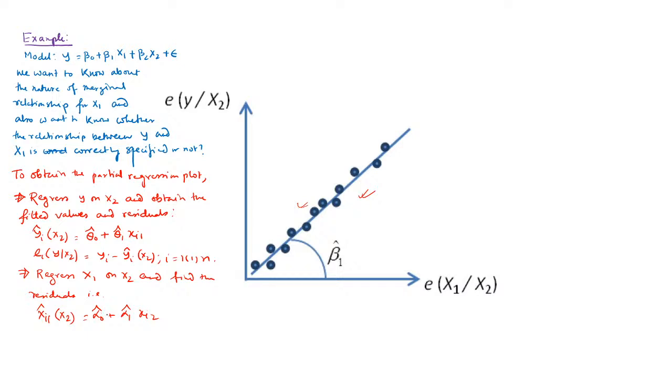xi1 hat given x2 equals alpha naught hat plus alpha 1 hat xi2, and here the residual ei of x1 given x2 is xi1 minus xi1 hat given x2, i from 1 to n.